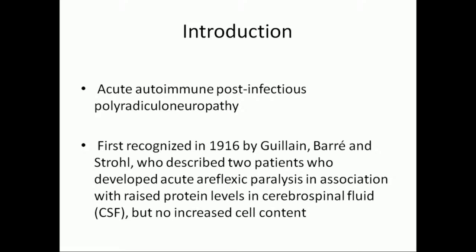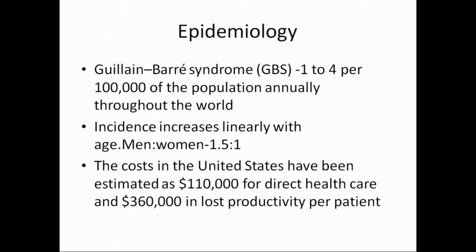So the first case of GBS was described in 1916 by Guillain and Barré. They had two patients where there was an acute onset of weakness and their CSF was showing no cells but increased protein. So it is called albuminocytological dissociation. So this is Guillain and Barré.